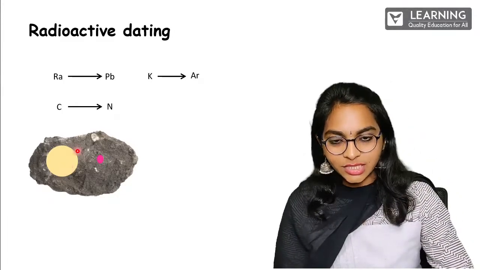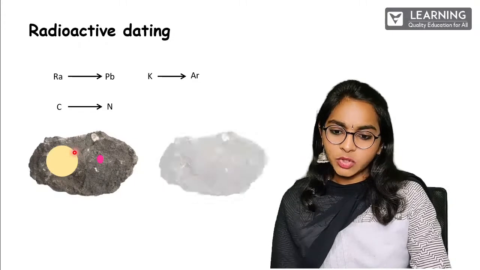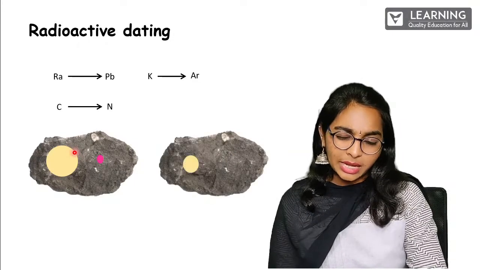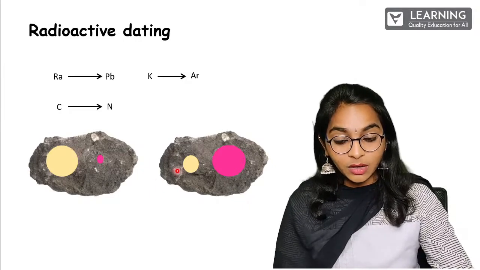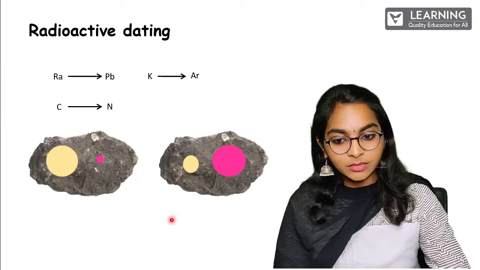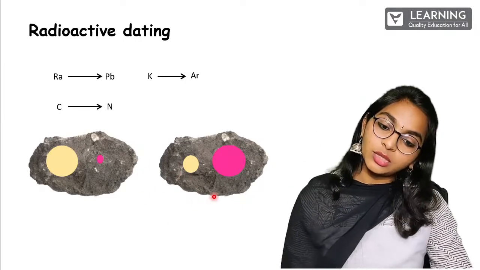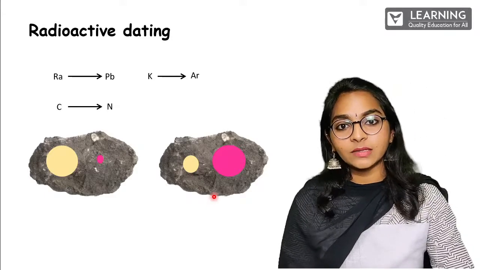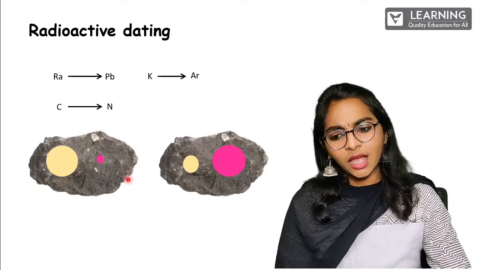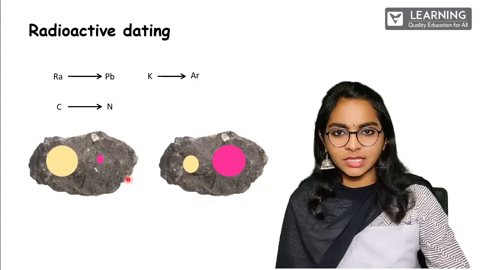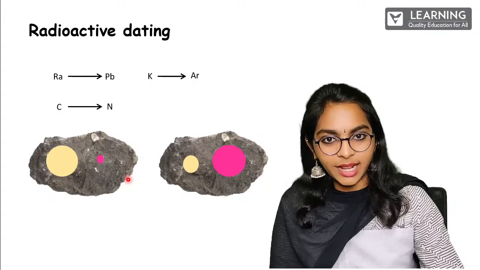Okay, so just like that. If, for example, I'm showing you another rock, there's very little potassium and a lot of argon. So this will be an older rock. Right? We'll say it is a 20,000 billion years old rock, but this one is like 50 billion years old. So like that we can compare.